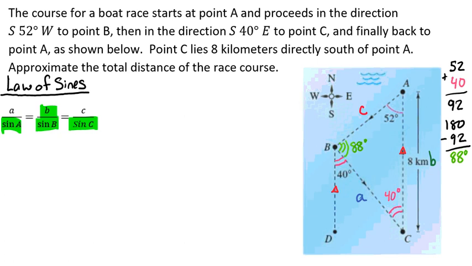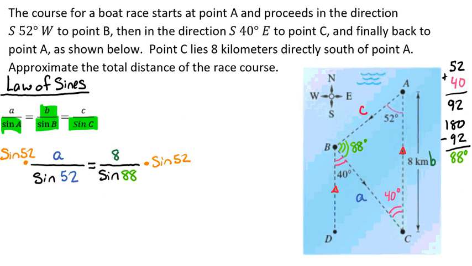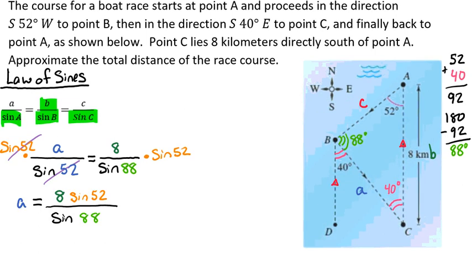Let's look for side A first. Let's set that up. We have A over the sine of 52 equals 8 over the sine of 88. We want to multiply both sides by the sine of 52, which helps us get A by itself. So we have 8 times the sine of 52 all over the sine of 88, which tells us that A is about 6.31 kilometers.